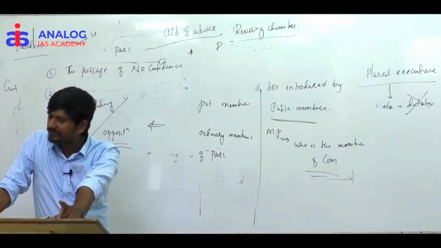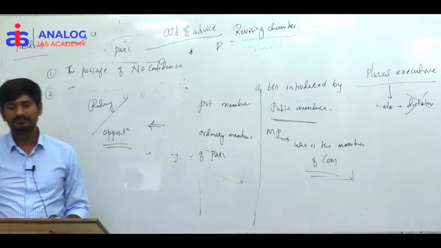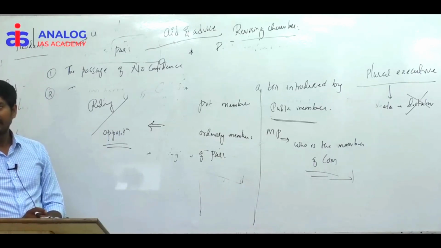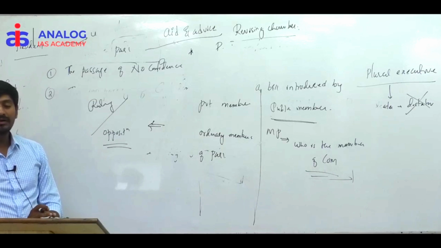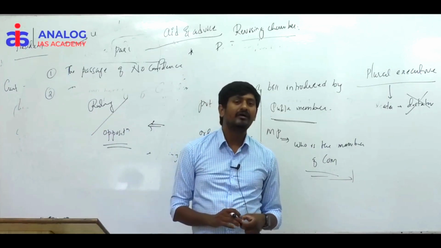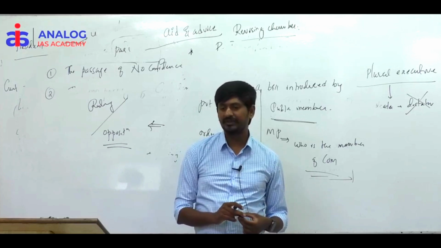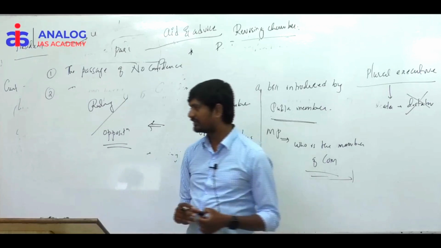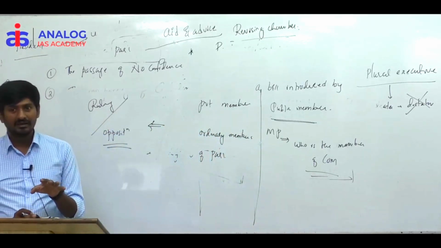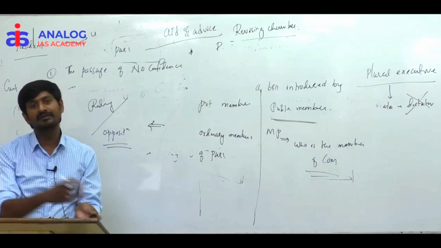Next point. Passage of the private bill in the Lok Sabha, which is opposed by the government. Look, even though the government opposes that bill, the Lok Sabha still passes the bill. This also amounts to lack of confidence of Lok Sabha over the government.